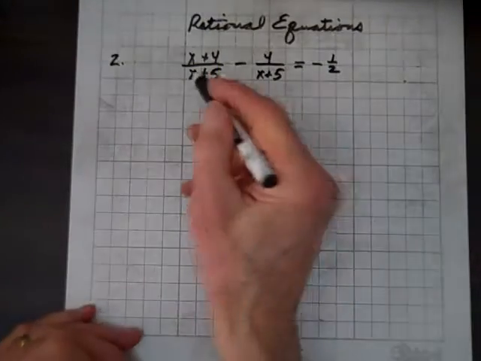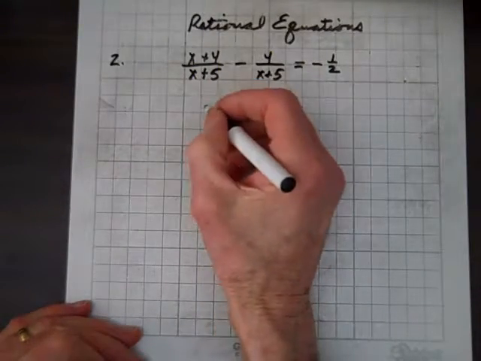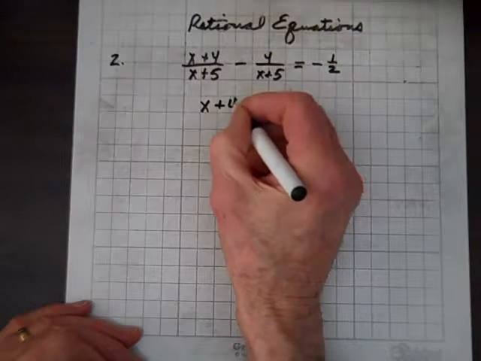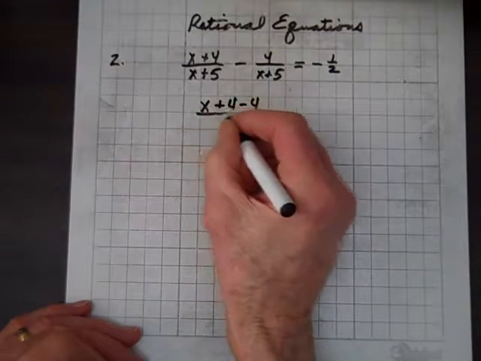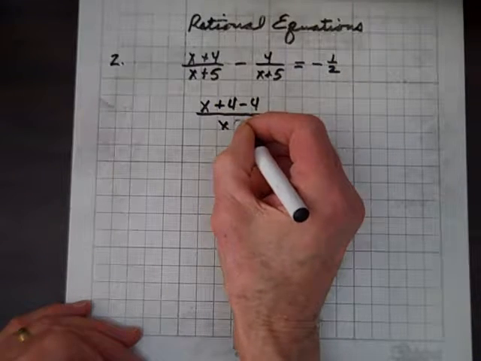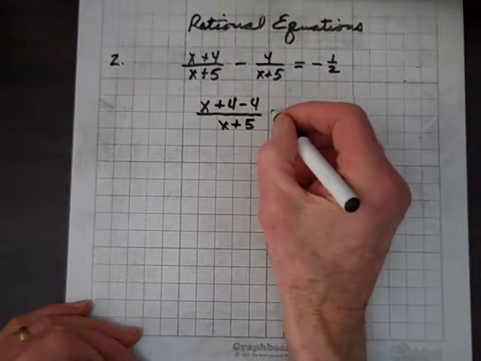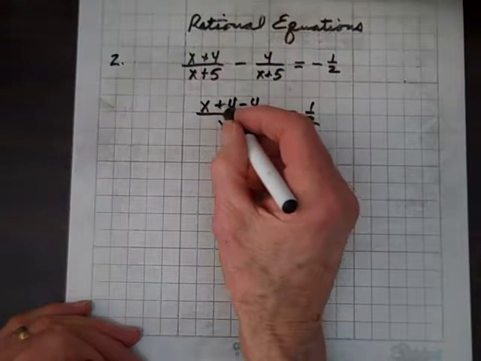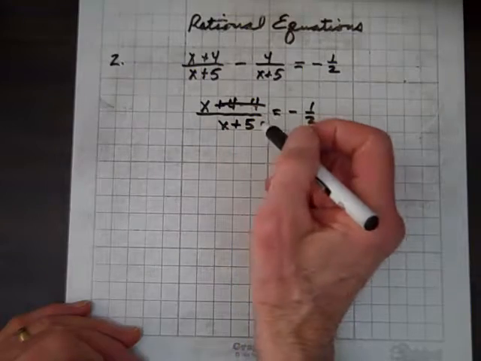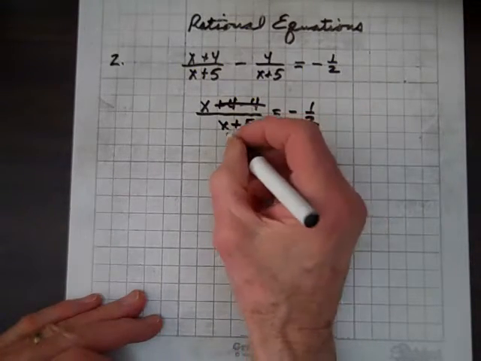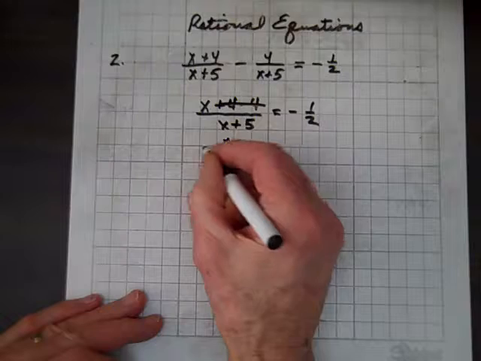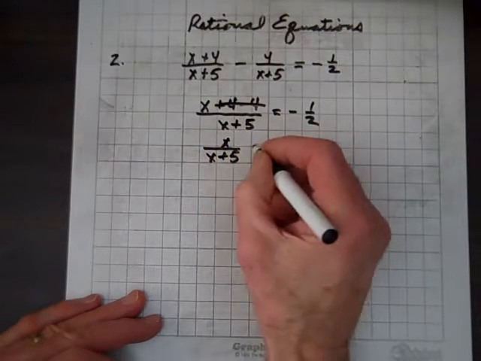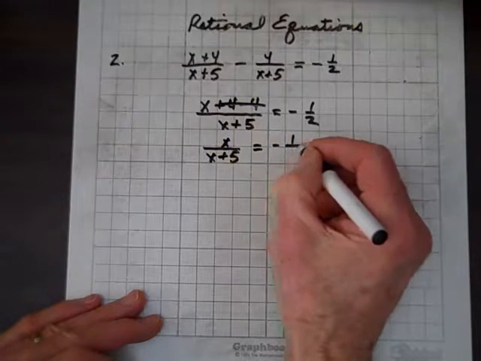So here we have another rational equation to solve. And notice we have common denominators. So let's write everything on the left over one denominator. And that's going to be over x plus 5 equals negative 1/2. Now look, the 4's add out. And we're left with x over x plus 5 equals negative 1 over 2.